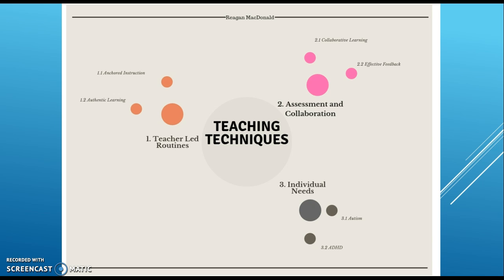My approach at teaching is very student-based, and I hope to implement all these strategies into my own teaching one day.